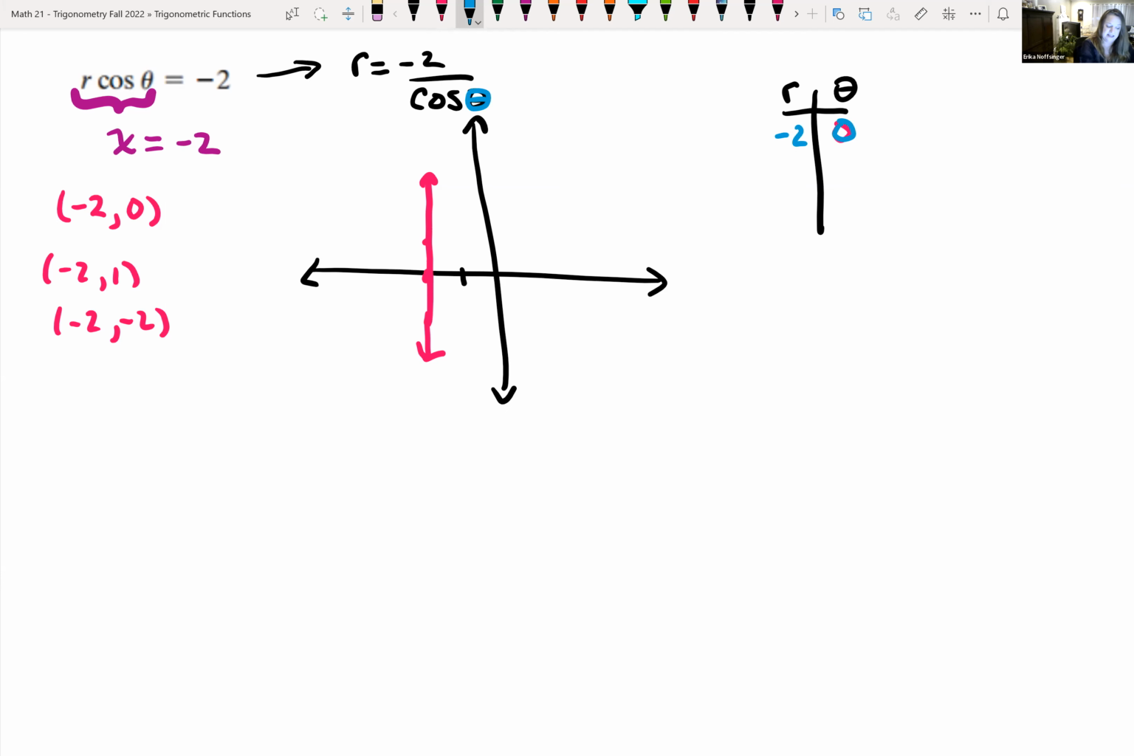So I would have theta is 0. So I'd be on this line right here, except my r value is negative. So instead of going positive 2 units, I'm going to start at the pole and go negative 2 units. If I plugged in, let's say, pi, so I know cosine of pi is -1. So I have -2/(-1), which is 2. So if I rotate from my pole, pi, which gets me to this negative x-axis, then I would be going over 2 of those circles, which would place me right here.